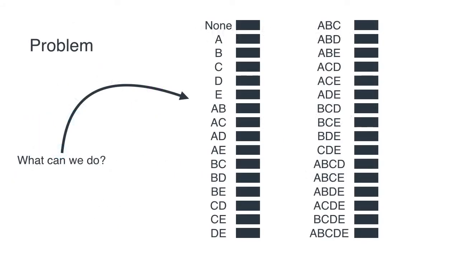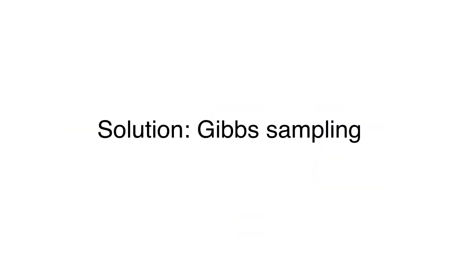So what can we do? Are we out of luck? Well, luckily there is something we can do which will simplify our process quite a bit, called Gibbs sampling. And the way I like to see this procedure is the following way.